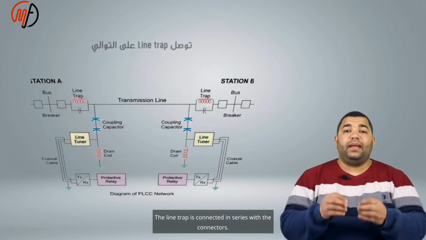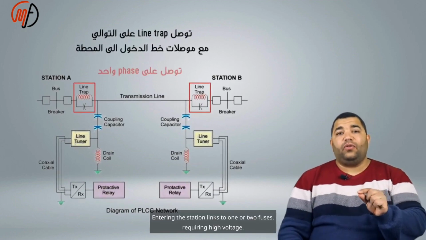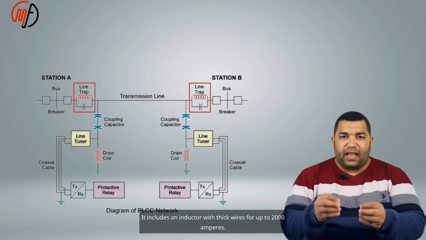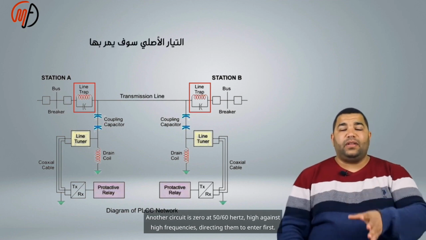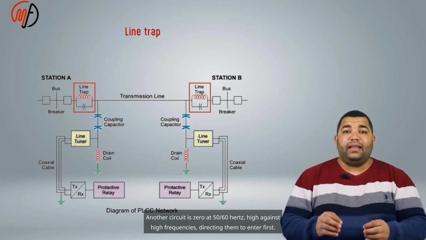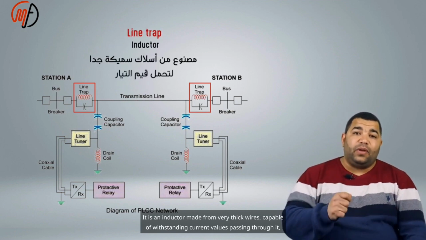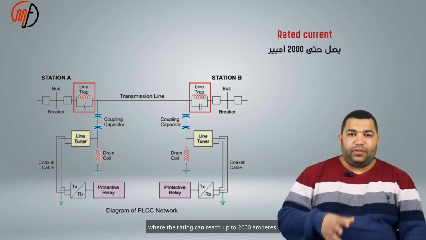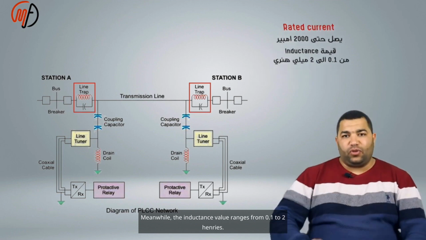The line trap is connected in series with the connectors entering the station. It includes an inductor with thick wires for up to 2,000 amperes. These allow 50-60 Hz to pass and block high frequencies. It is an inductor made from very thick wires capable of withstanding the current passing through it, where the rating can reach up to 2,000 amperes. Meanwhile, the inductance value ranges from 0.1 to 2 henries.